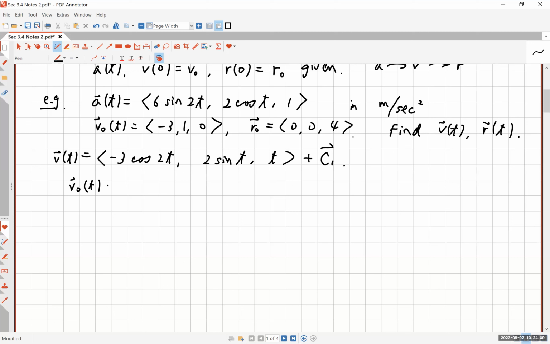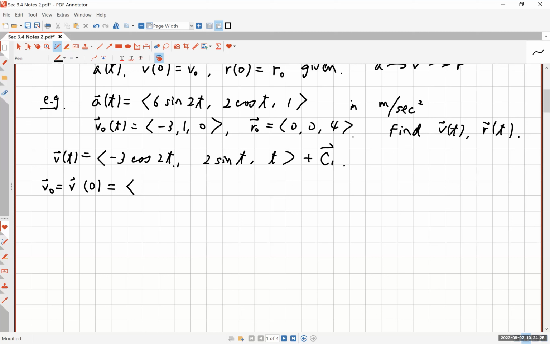The initial velocity is going to be, you just plug in. So basically, I should not be writing this. It's going to be V sub 0. Okay, so V naught is V where t is 0, of course. So plug in 0, okay?